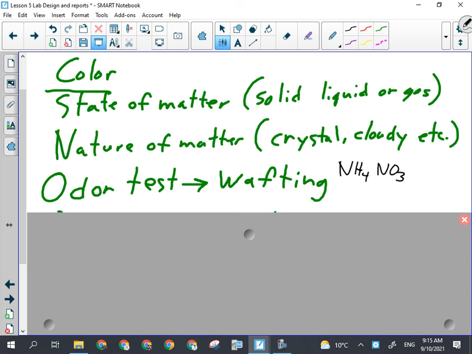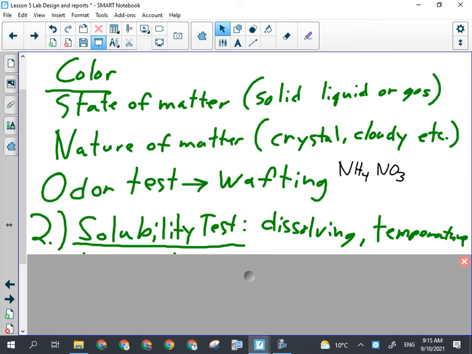When they dissolve in water, the solution gets colder. It's an endothermic change, and so it absorbs energy from the surroundings and gets colder. So that one there during the solubility test is one to watch for. Whichever one of your unknown solutions gets colder would be that one. So that's our second test, solubility. Basically we just want to see if it dissolves.